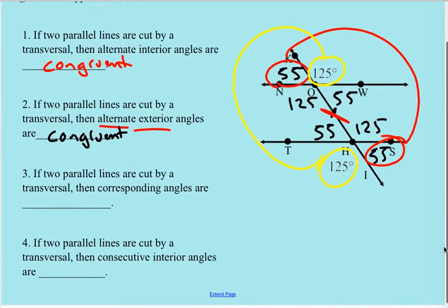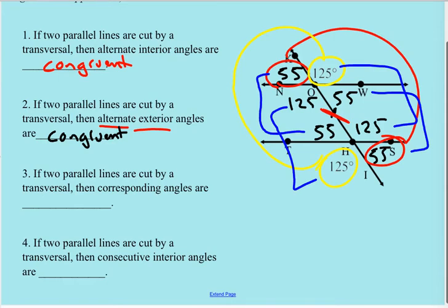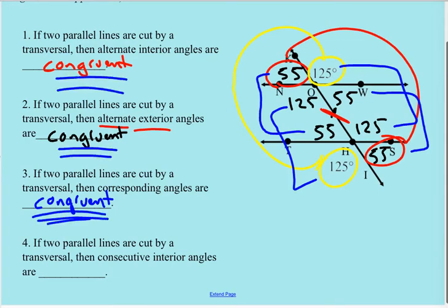Corresponding angles, remember those are in the same location, so let's look. So 55 and 55, 125, 125, 125, 125, 55, 55. Those look congruent too. So far all these are congruent. Let's see what else happens.